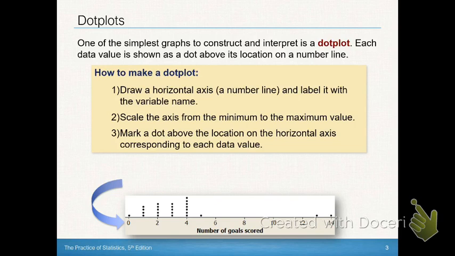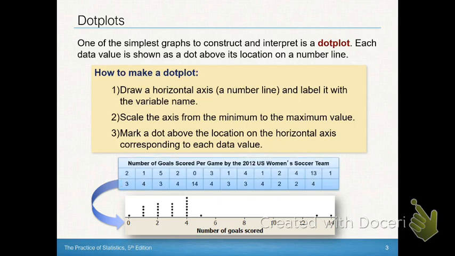In this dot plot, there's a dot at 0. That represents a game where there were 0 goals scored. And then there's 4 dots at 1, so that would represent 4 different games where there was 1 goal scored. So again, here's a dot plot, and this would be analogous to this same set of data that's here.